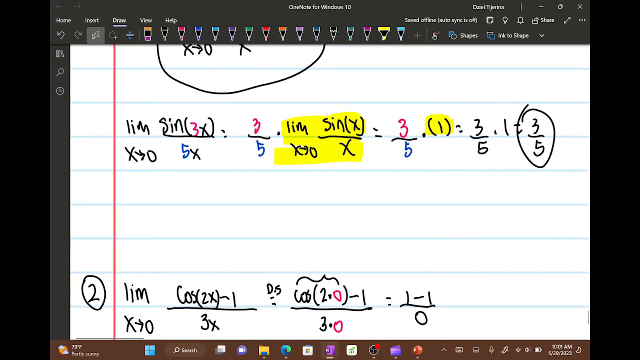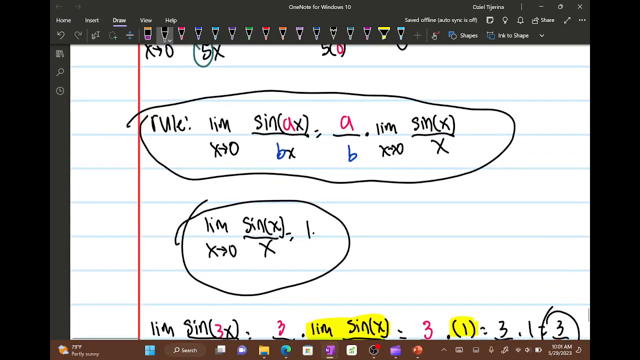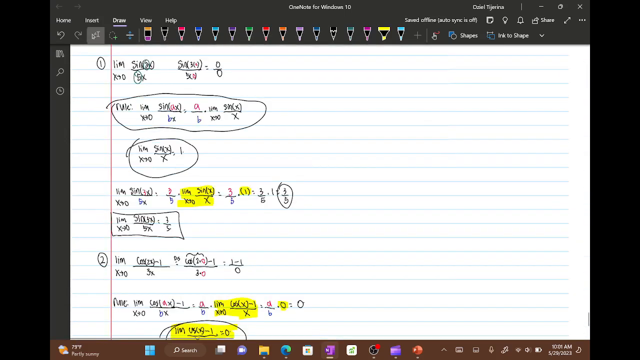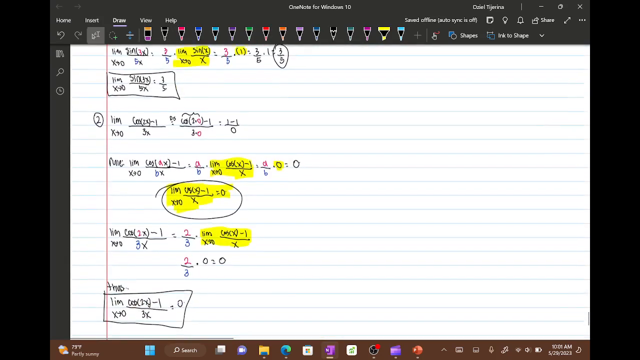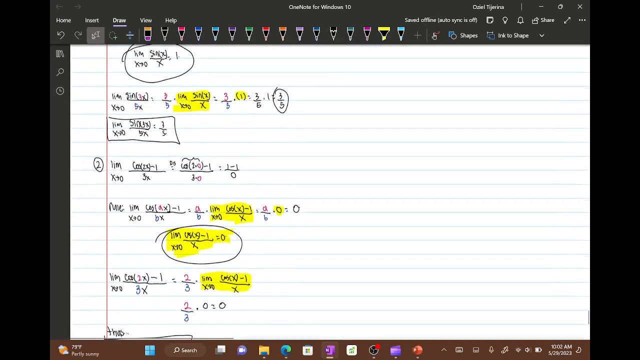And actually I forgot to put, I like to put it in the full form here. It's equal to 3/5. So this is the answer for this one, right? So that is how you do these two problems, guys. Sorry if it took me a while, because I had to look up the rule for the second one.